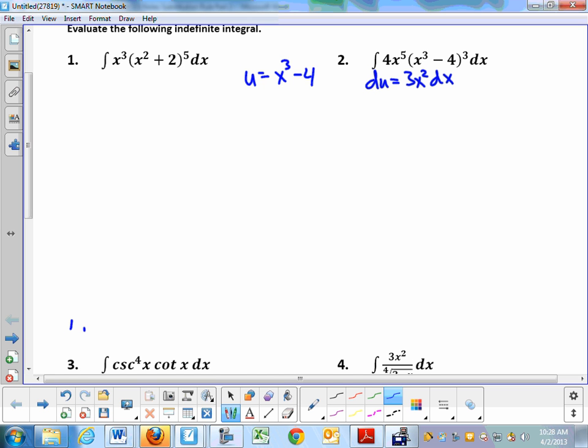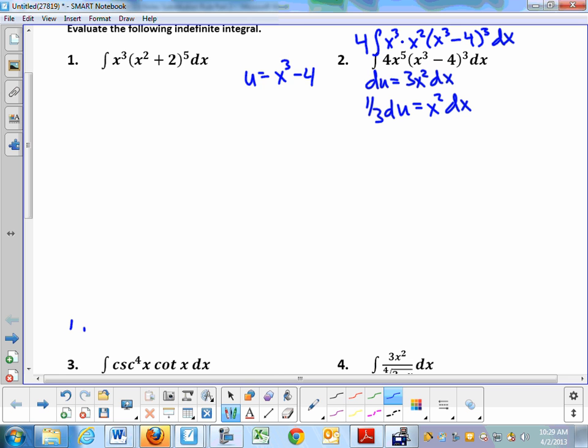Do you see a problem? Yes. So let's remedy that problem. First, I'm going to rewrite the integral above as 4 times the integral of x to the 3rd times x squared times x to the 3rd minus 4 to the 3rd dx. And this will be 1/3 du is equal to x squared dx.